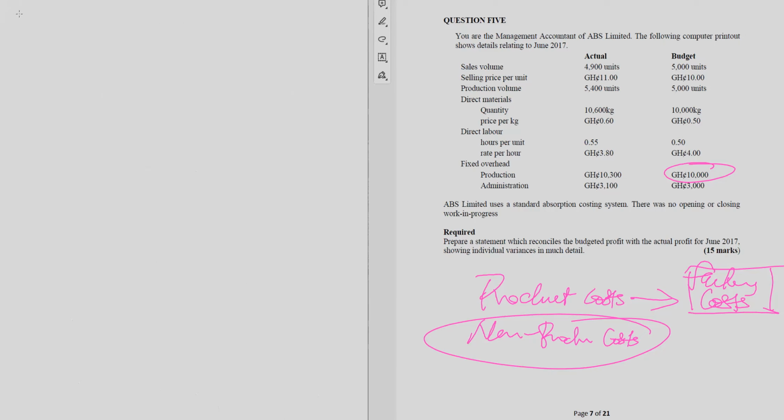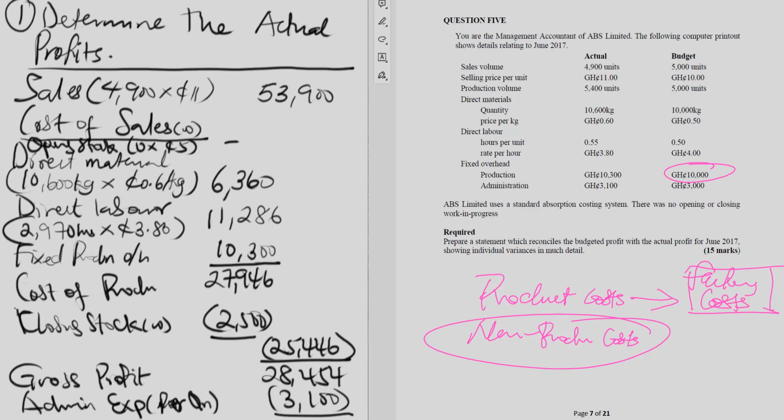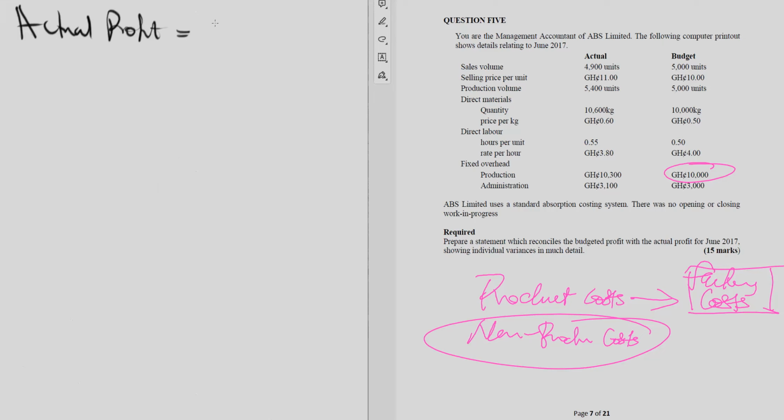That means we can get our actual profits for the period. That means our actual profit is just our figure minus our admin expenses, which is the only non-production cost, and that gives us 25,354. Now, for the budgeted profit, you need not do the same thing because the examiner is not so hard-headed, or his head is not that hard, okay?